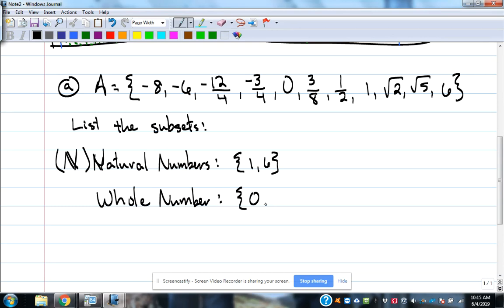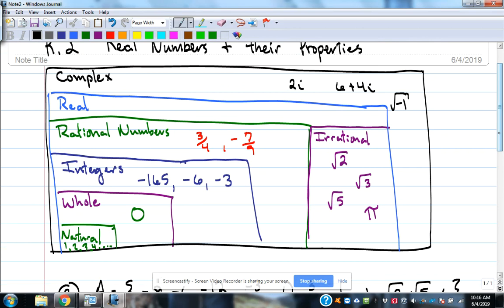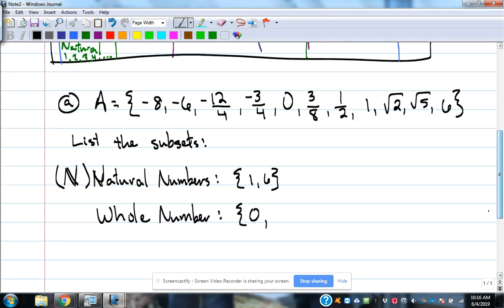0 is a whole number, but remember our box idea. What else is a whole number? What else is in the whole number box? All the natural numbers are also in there too. So the whole numbers have 0, but they also have 1 and 6 in them, because the natural numbers are part of the whole number set. Okay. The notation for the whole number set is a capital W, with a double bar on the first diagonal. That's how we notate the whole number set.